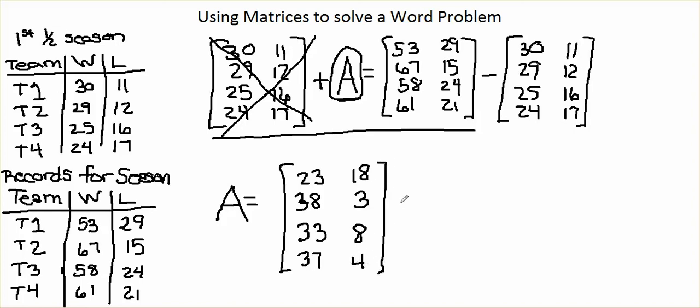So it looks like team 2 and team 4 are fairly close, but I think team 2 wins for the second half of the season. Team 2's the big winner. So that's how you use matrices in a matrix equation to solve a word problem.